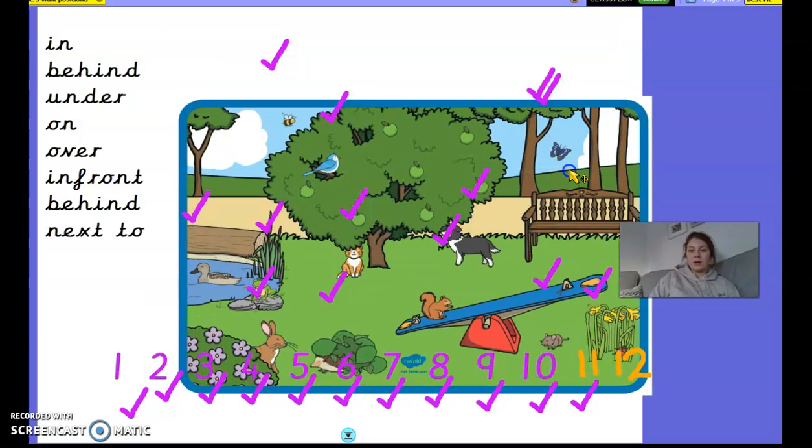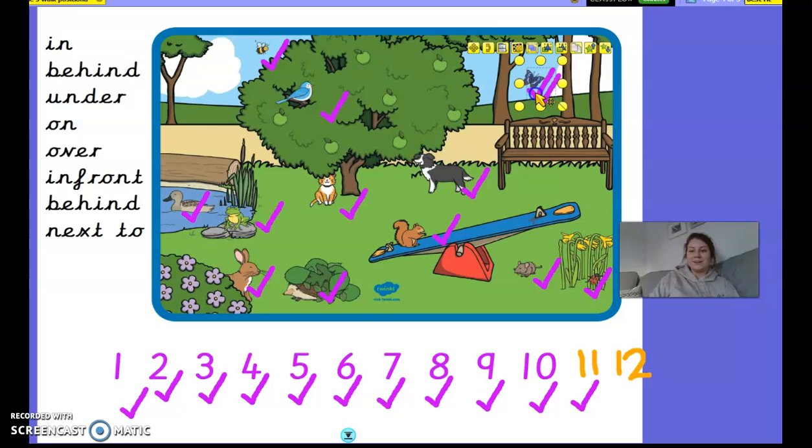Let's just double check by counting them. Here we go. So let's count them. 1, 2, 3, 4, 5, 6, 7, 8, 9, 10, 11, 12. And the reason that I ticked them as I went is so that it helps me when I go back to counting them and I know which ones I've included.